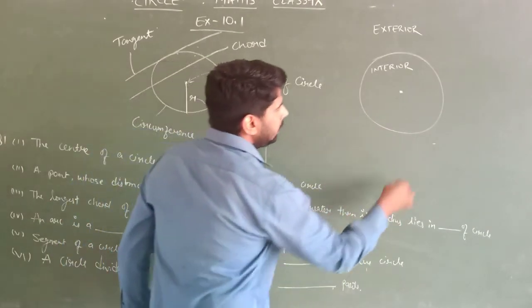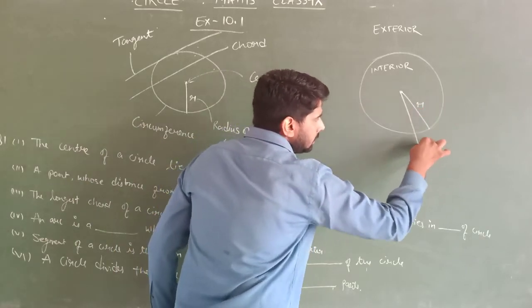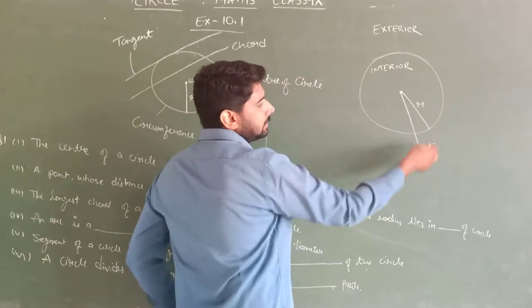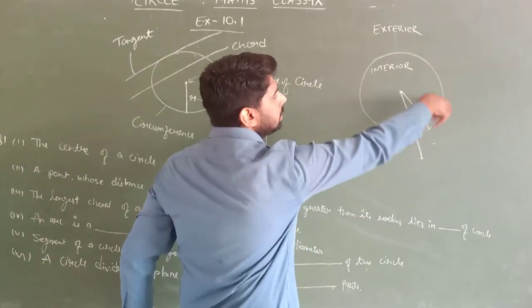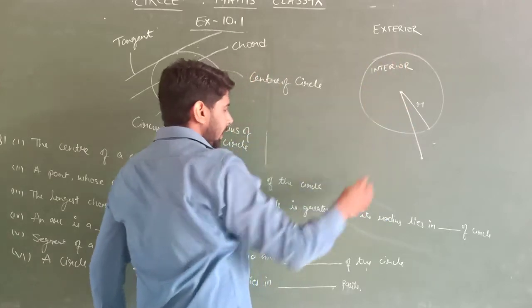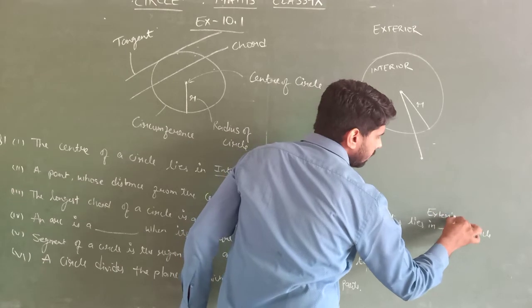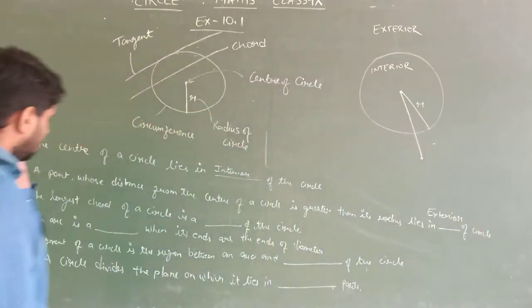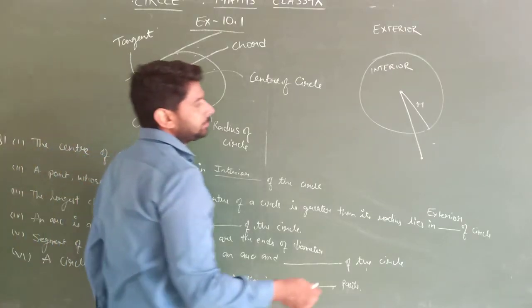Next one, a point whose distance from the center of the circle is greater than the radius. So this is the radius and its distance is greater than the radius. इसका distance जो है इस point का वो radius से ज़्यादा है, और radius से ज़्यादा वो that means circle से बाहर, that means exterior. We should write it as exterior.